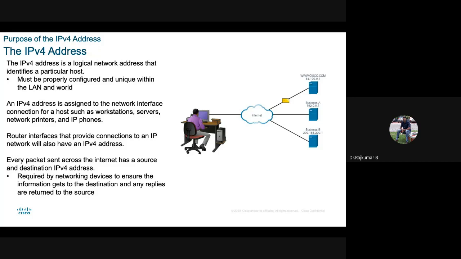These IPv4 addresses, as said, are the logical network address that identifies a particular host in the network, and it must be properly configured and unique within the local area network for local communication purposes. Similarly, it must also be properly configured and unique in the world for remote communications. So this is how a host is able to communicate with other devices on the network or on the internet.